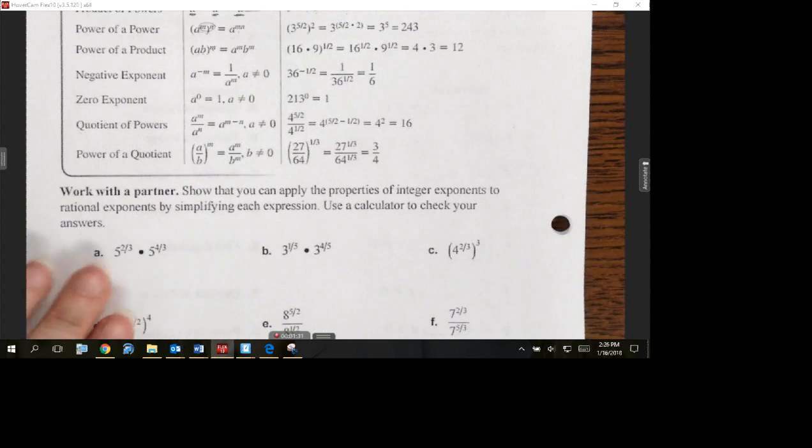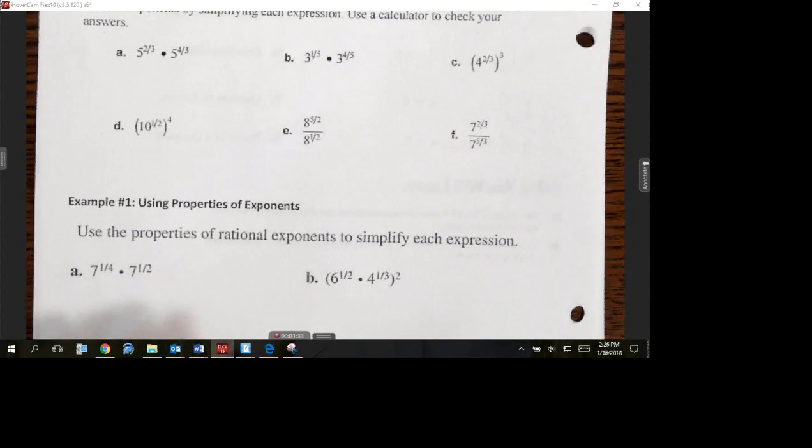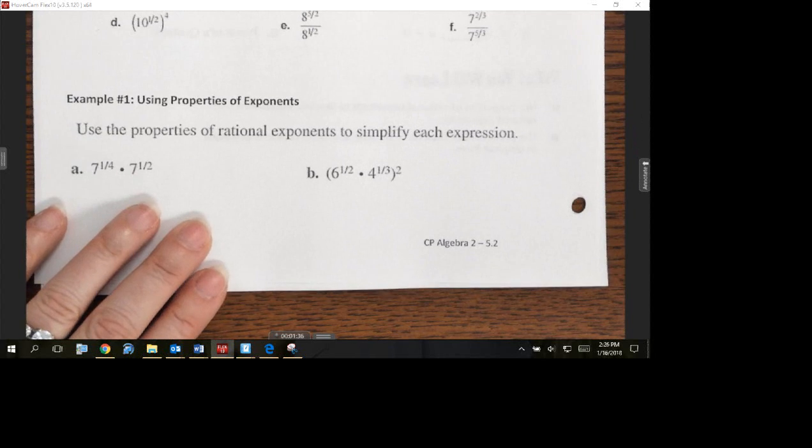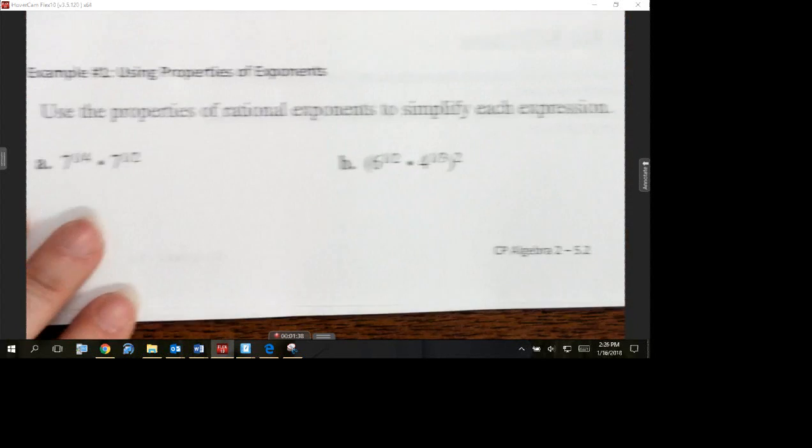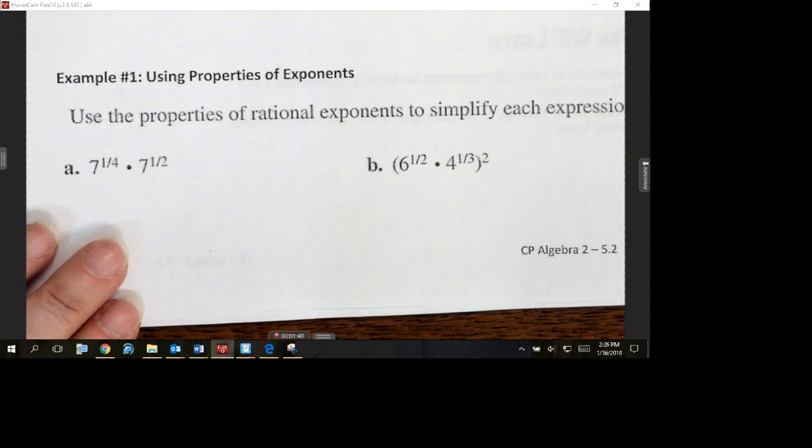So let's do some examples. We're going to skip work with a partner, and we're going to go all the way to example 1A. And I will be doing it up here, and I'm recording it so you can watch the video later if you need to.